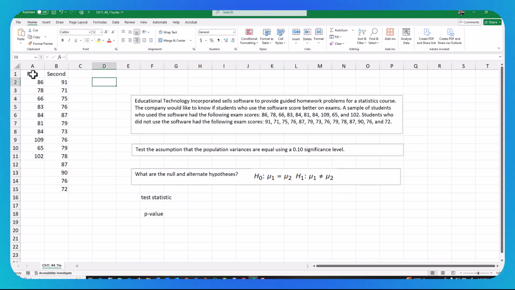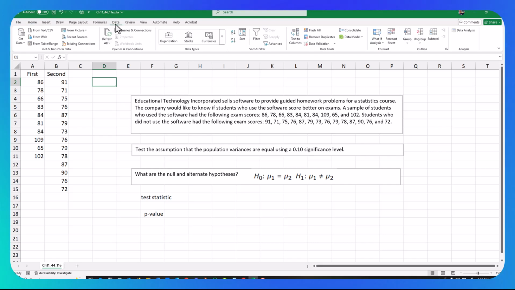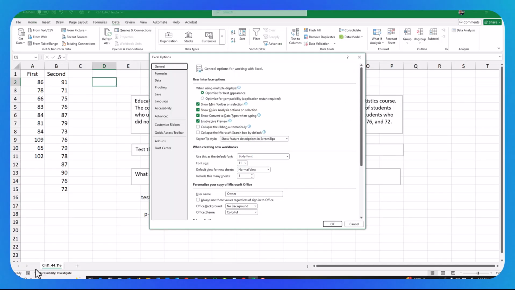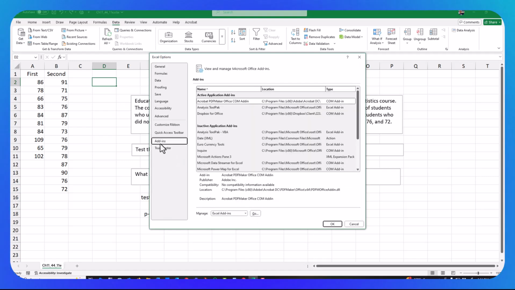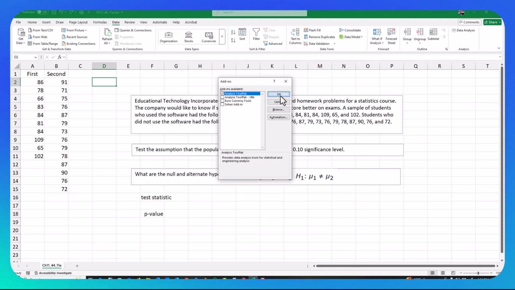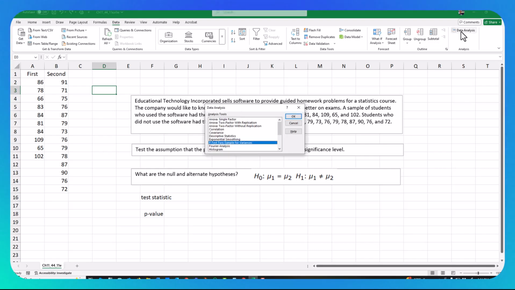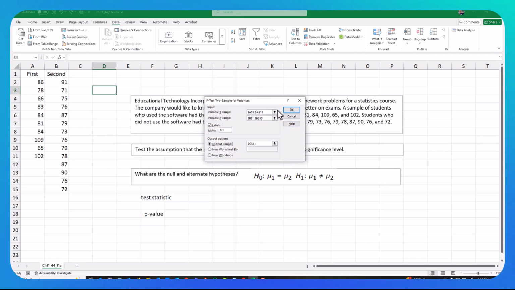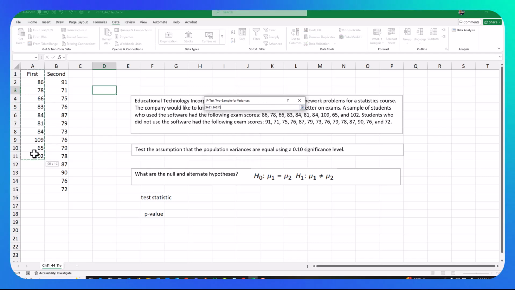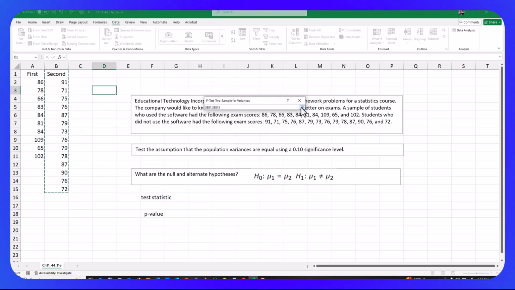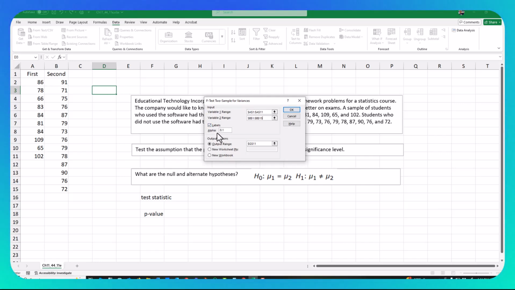One of the probably the fastest ways is if you have Data Analysis, and remember that you have to get this by going to File, Options, Add-ins, Manage Excel add-ins, and you just have to be sure that it's checked. So if you have that checked and you click Data Analysis, I can do an F-test Two-Sample for Variances. My variable 1 is here. My second exam, variable 2, is here. Notice I did select the labels, so I will check that.